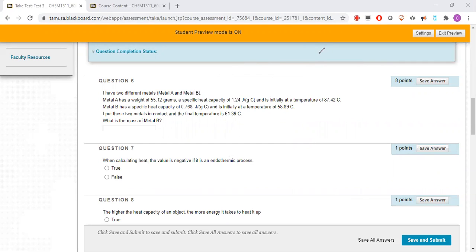All right, question 7, when calculating heat, the value is negative if it's an endothermic process. That's false. It's negative if it's exothermic.